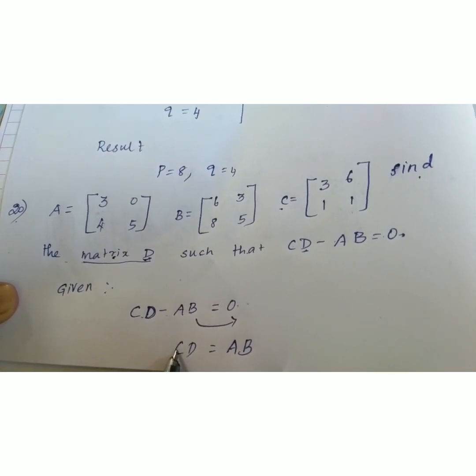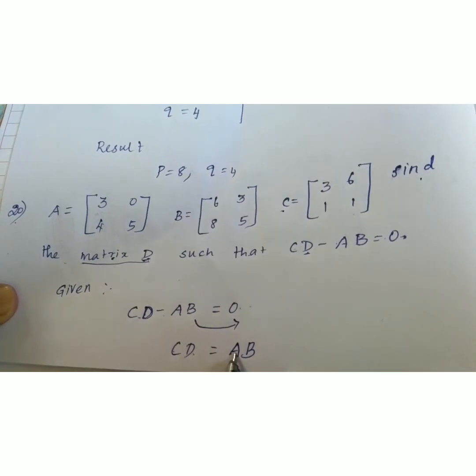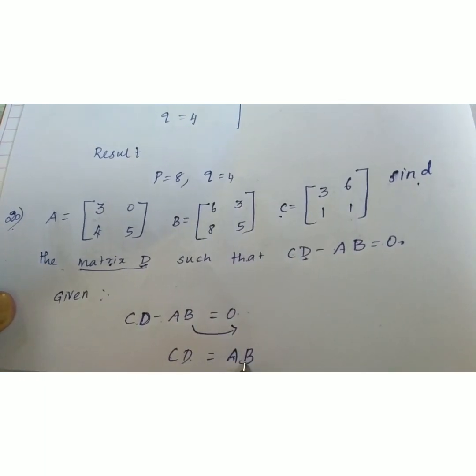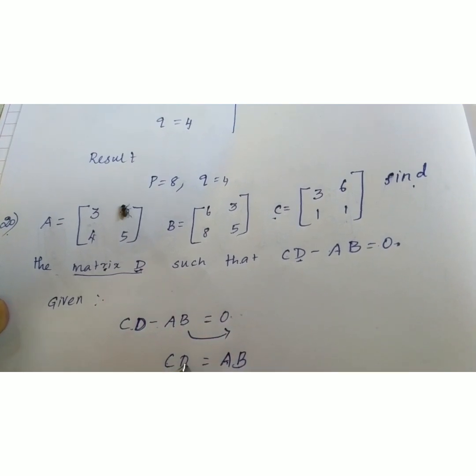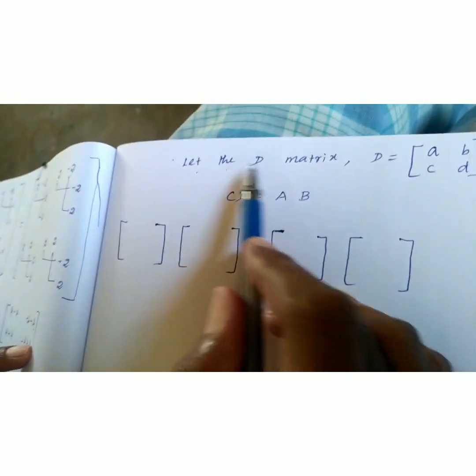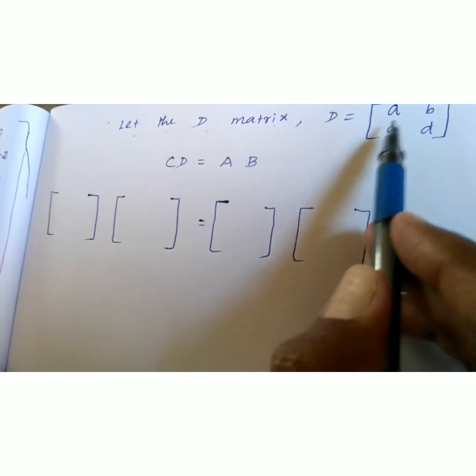For C, we write the C matrix. For D, write the D matrix. For A, we write the A matrix. For B, we write the B matrix. But we don't know the D matrix. D matrix on the question la kudukave illaya. So we denote the D matrix D equal to ABCD.